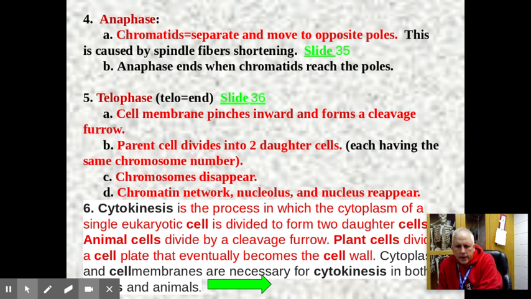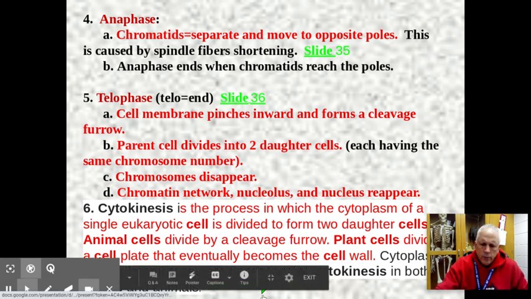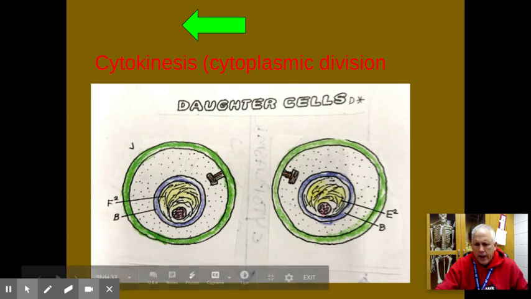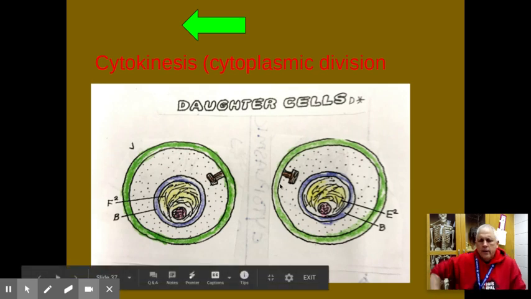It's just a process. So in animal cells, we have a cleavage furrow. Plant cells have a cell wall, so we have to have a cell plate. That's all cytokinesis is. Don't get confused with that. I think sometimes students think, oh, that's a dividing phase. It's not. It just completes the process of cell division.